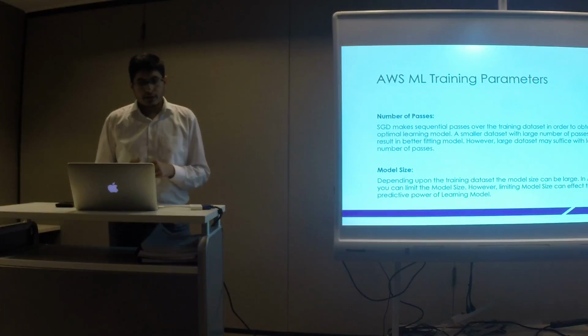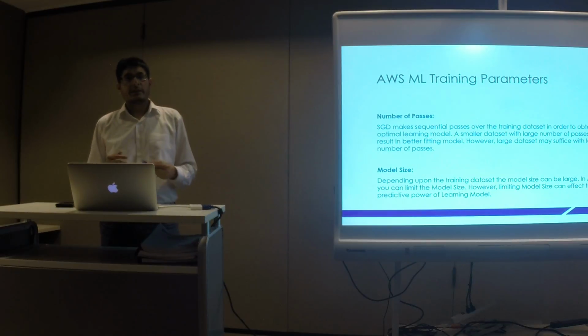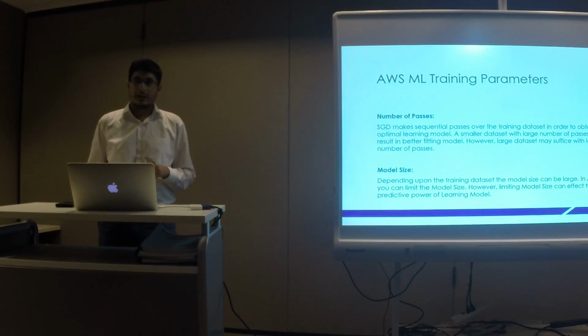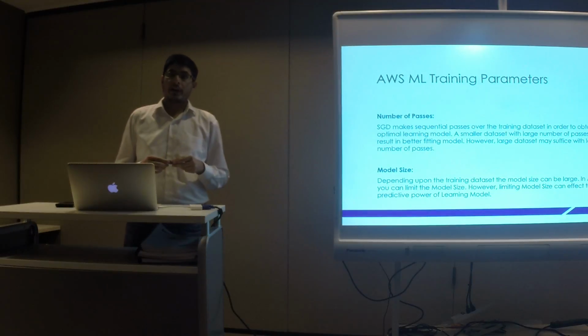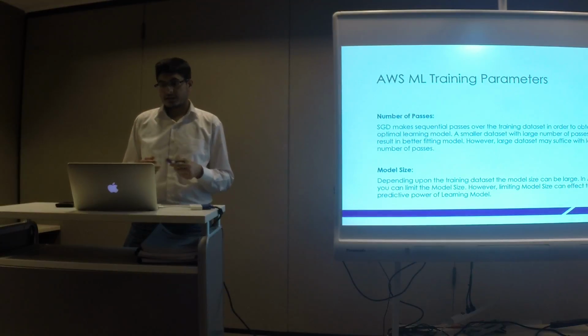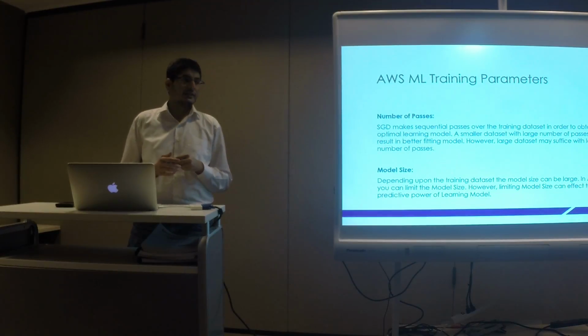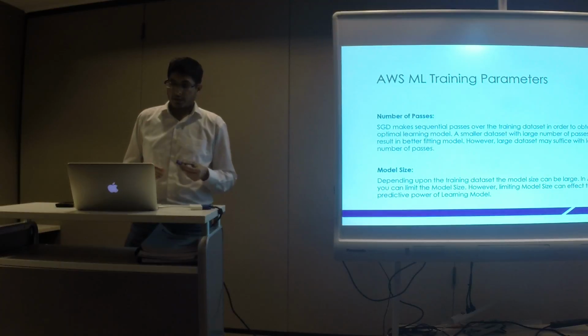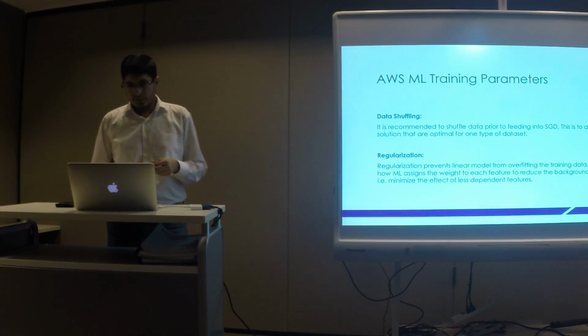The next parameter is the model size. When it's iterating over the data set, it's creating a model, and it can be very big based on your data set. So Amazon provides another parameter with which you can set your model size, and if it is too small, the concern is that your learning model is not as effective.